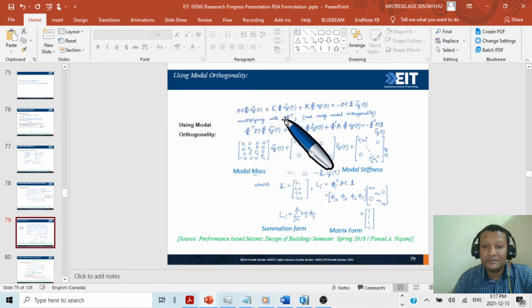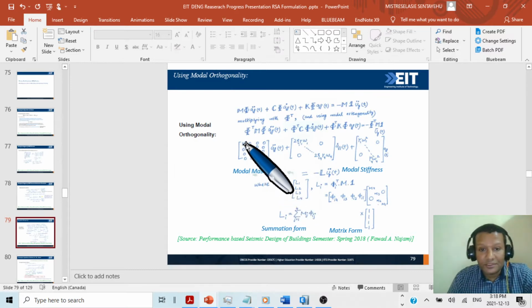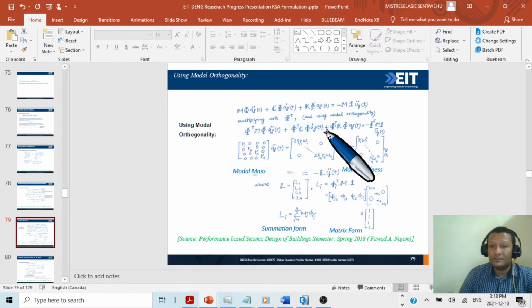Now multiply with phi transpose. This is the orthogonality property, so we are going to multiply this equation with phi transpose. Also, as I told you, phi transpose times k times phi. When we multiply this part, we are going to find the modal mass. As you can see, this is the orthogonality property: the off-diagonal parts are 0 and all the diagonal parts are modal masses, times q double dot, plus again phi transpose times c times phi times q dot of t.